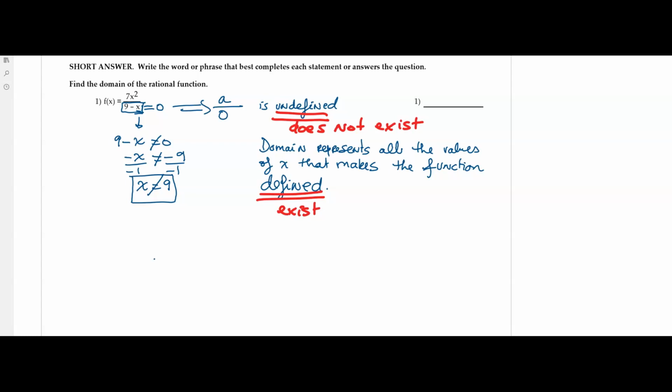Okay, so that means any other number besides 9 makes the expression, the function, a defined one, meaning that you're going to have a value that exists. Okay, a divided by 0, it does not exist, it doesn't represent a number. Okay, so how do we express a domain, right? So let's look at the first way to represent the domain, right?